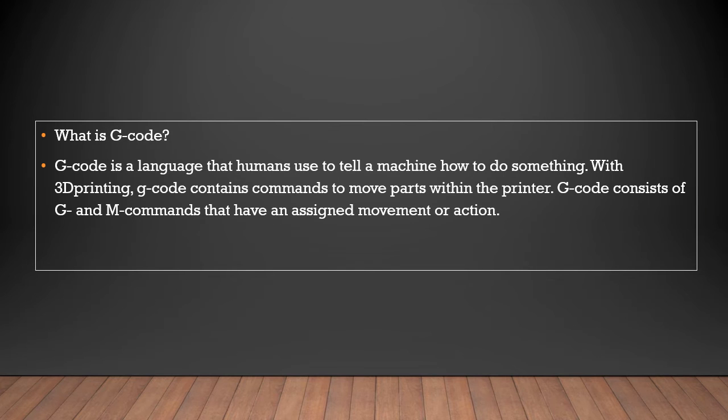So after the file is downloaded, we have to convert it into the G-code. So basically, what is a G-code? Before going into the depth of 3D printing, we should understand what a G-code is. G-code is a language with which a human tells a machine how to do something or how to process it. With 3D printing, G-code contains the commands to move the parts within the printer. G-code contains the G and M commands that have assigned movement or action. Basically, G-code will direct the 3D printer to move to a certain location for printing your object.